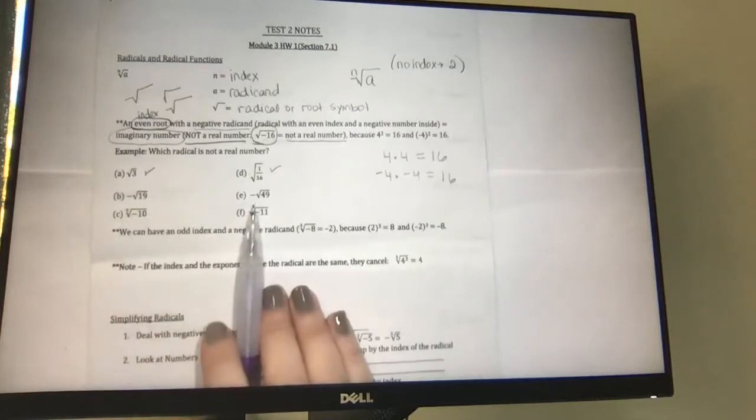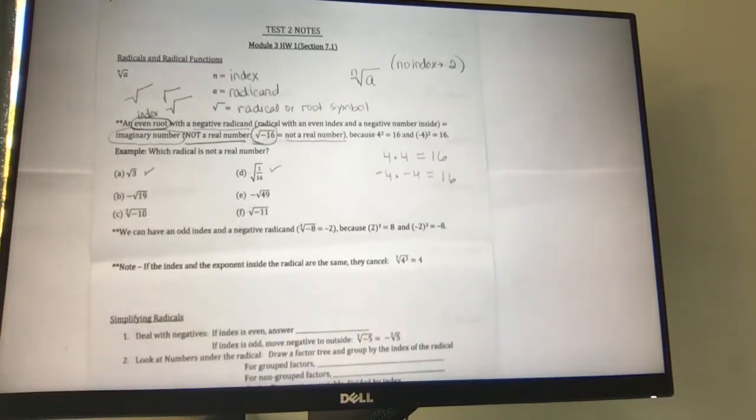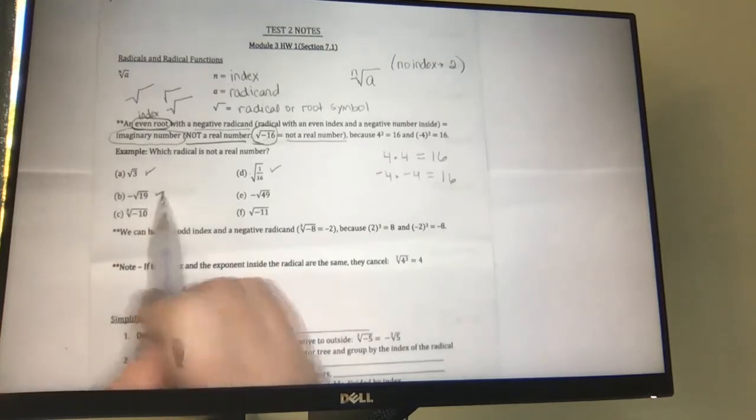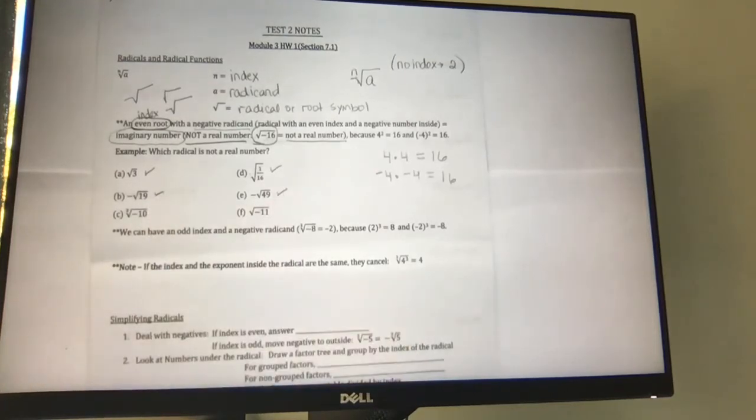Now, if I look at B and E, I do see a negative, but where's my negative? Outside, right? It's not inside the radicand. So it's like having a -1 multiplied by your root, which is fine. So these are real numbers, okay? Those are real numbers because the negative's not underneath.